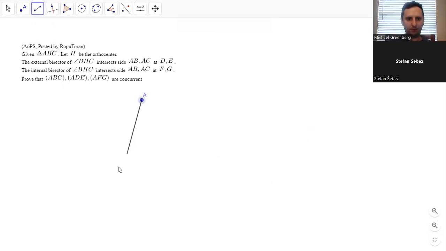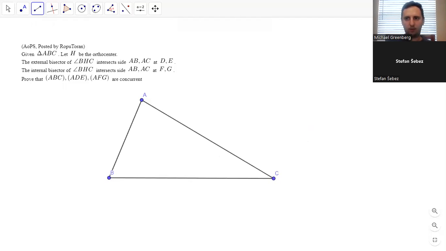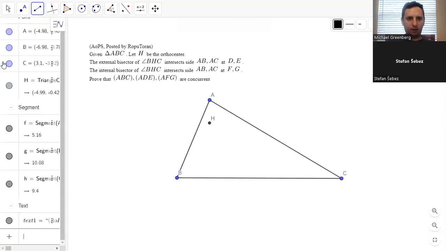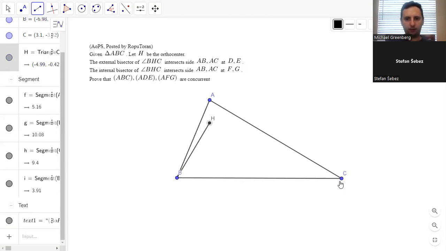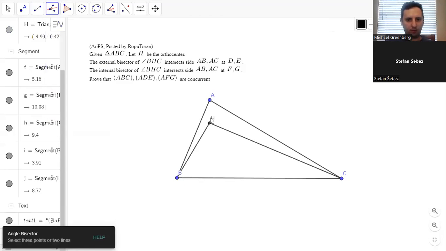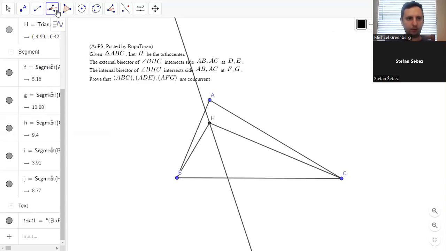H is the ortho center. And we draw triangle BHC, and we draw the internal and external bisector. So I'll draw this, and then I'll draw the perpendicular. Okay, so we want to see, we get 4 points of intersection.